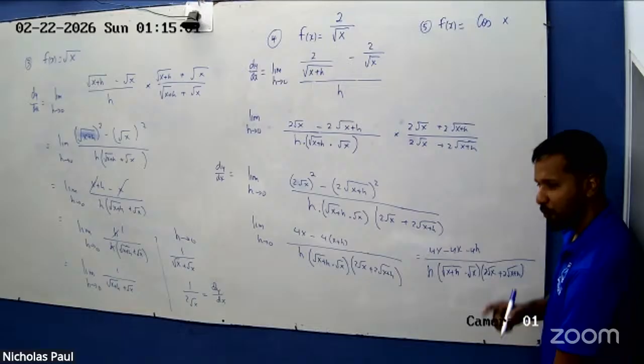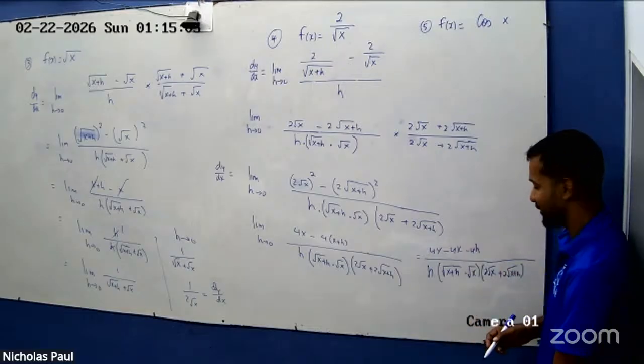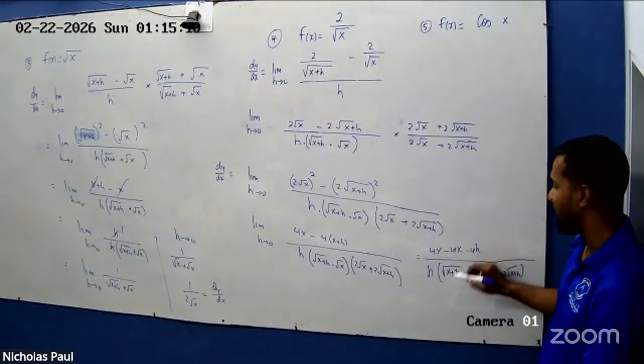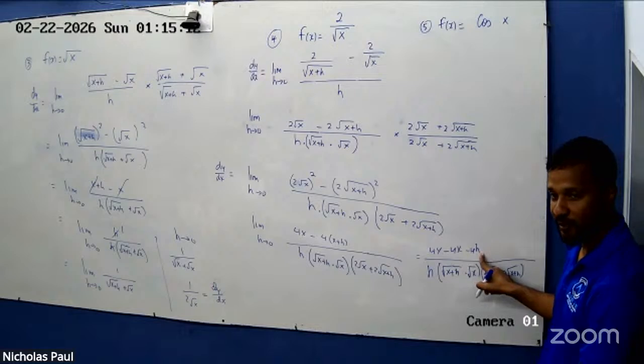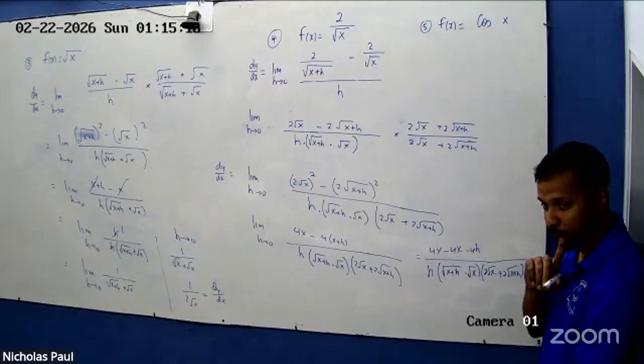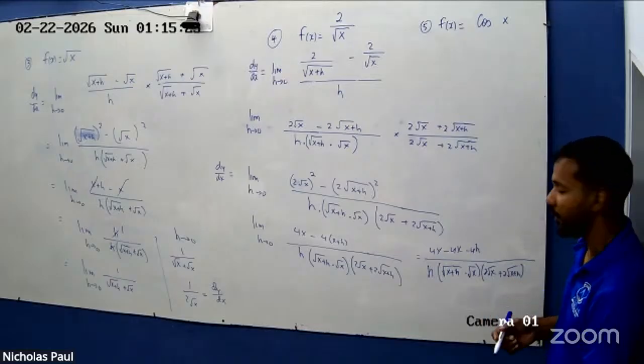Just in my mind. That's all. I just keep using my mind now. Right? 4x minus 4x will cancel, and then you will see the h canceling. And then after that, what will you do? H equals to 0. Yeah.